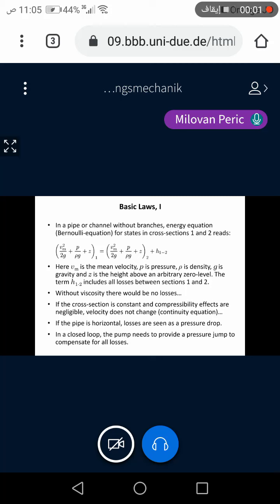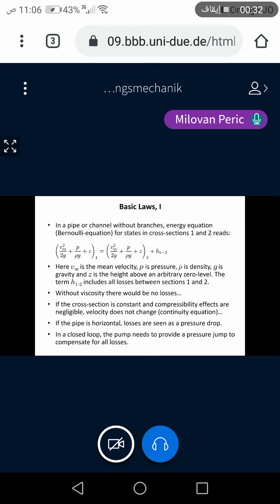First equation here. So you have velocity squared divided by 2g, where g is gravity acceleration. Then you have plus pressure divided by rho g, that's the pressure contribution, and then plus z, where z is the vertical coordinate in the direction of gravity. So this gives you the energy at location 1, and this is equal to the same term at location 2 plus losses between 1 and 2.